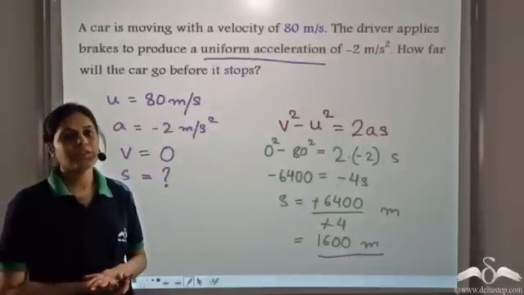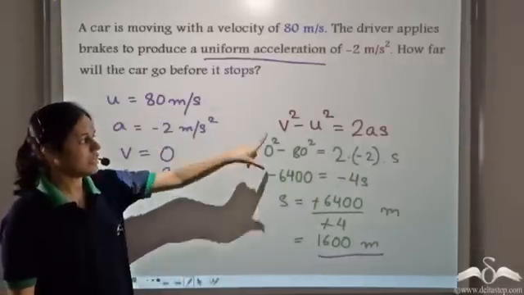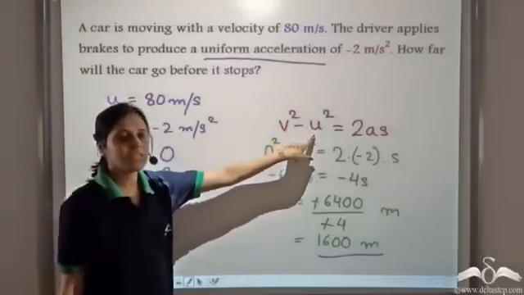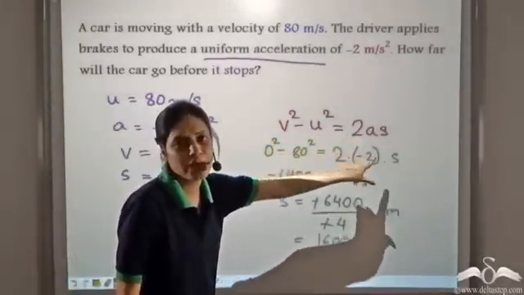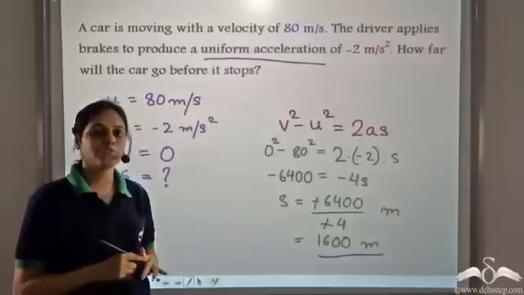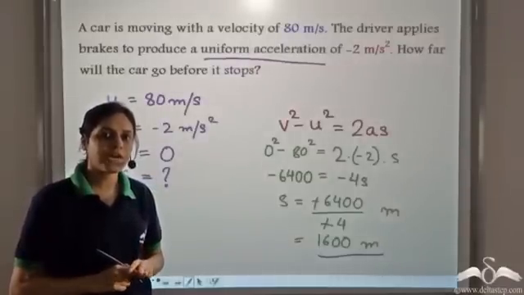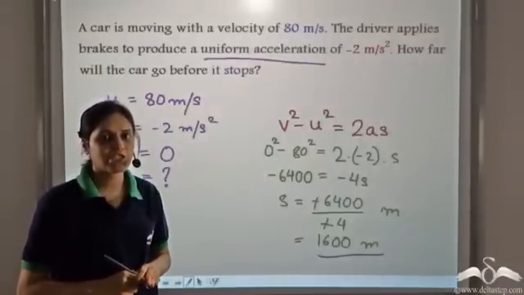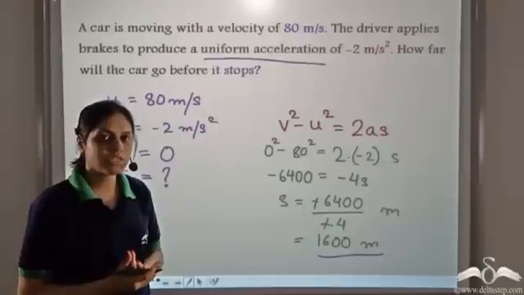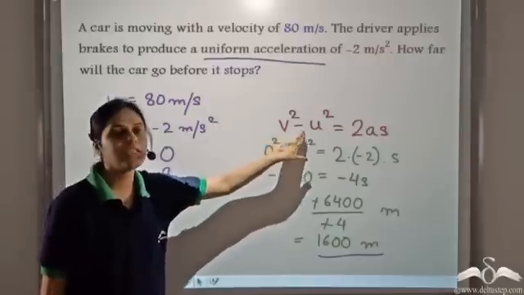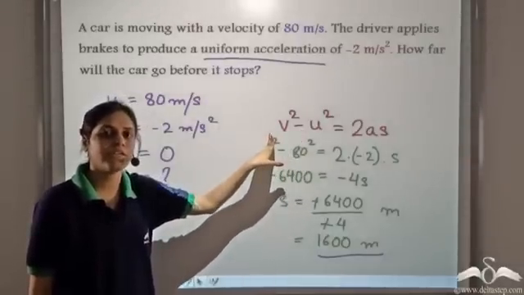So we have seen that the third equation of motion is V square minus U square is equal to 2AS. It gives the relation between initial velocity, final velocity, acceleration and displacement. And using this equation, if we are given any three of these terms, we can find the fourth one.